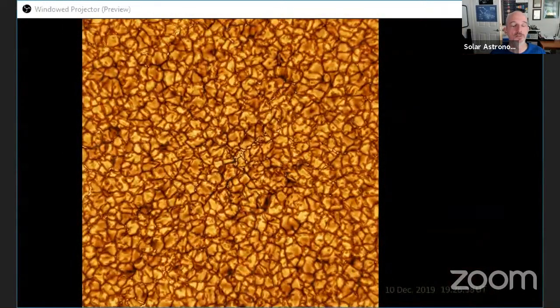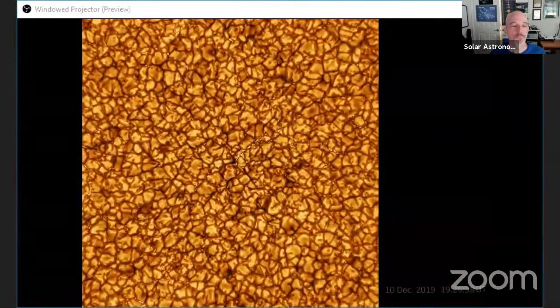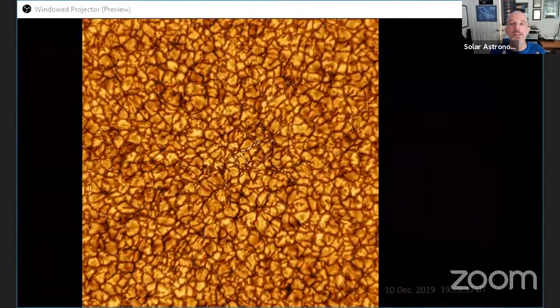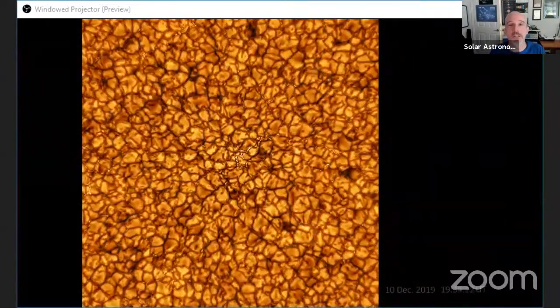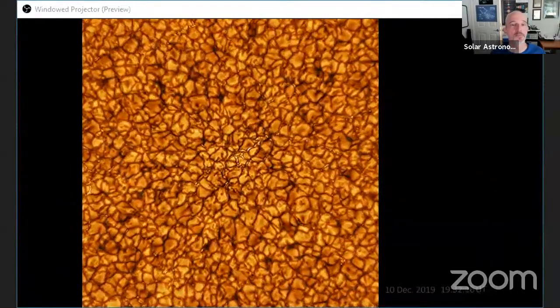And here's the actual view of the sun of this kind of thing, right? So here you can see actual motion within these granules. This is effectively like the miso soup, except it's the sun. So I think that's pretty spectacular.